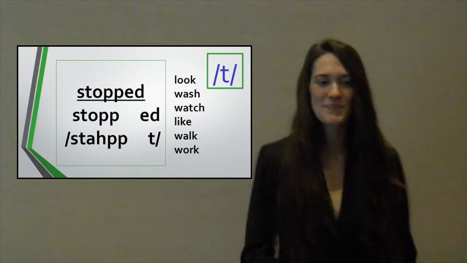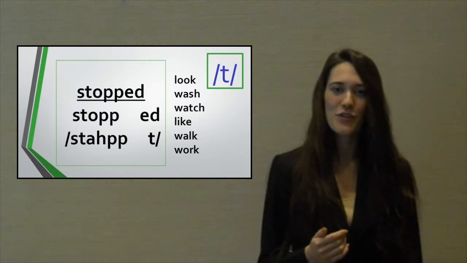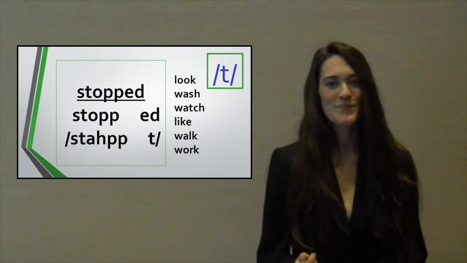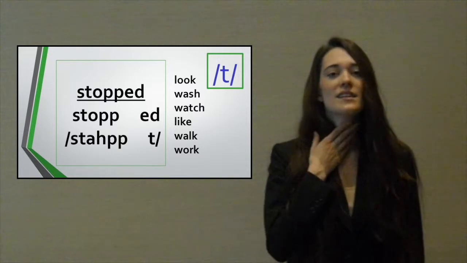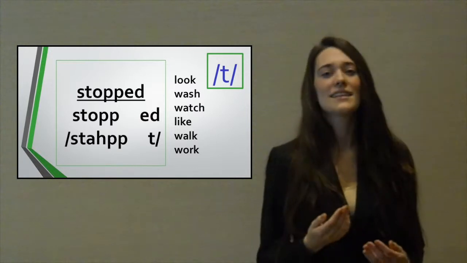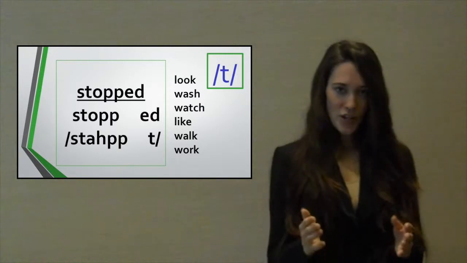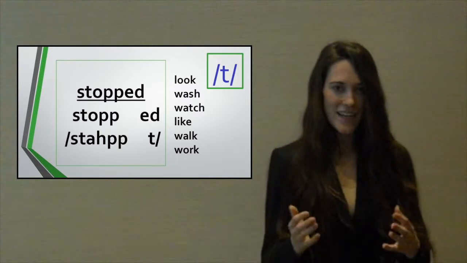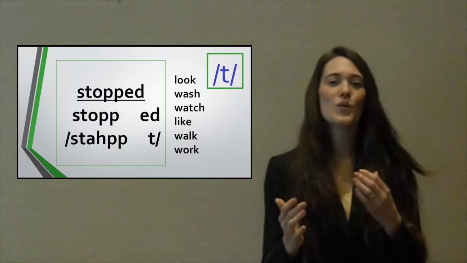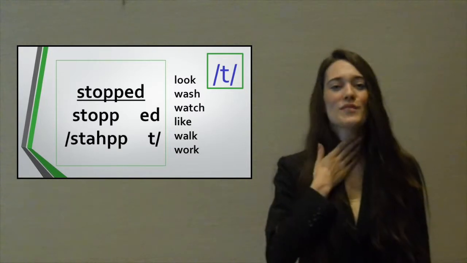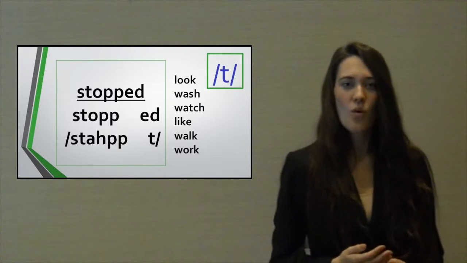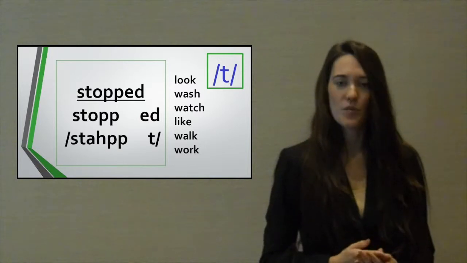Now we're going to talk about the T. Take your hand, put it back on your vocal cords, and say the sound p. Does it buzz? No. Now say the word stopped. The last sound, instead of the D like in called, we say t. Stopped. Don't look at the word stop, see the D, and say, I need to make that buzzing sound because there's a D there. There's no correlation between the two. So, stopped. Other words like this are look, wash, watch, like, walk, and work.